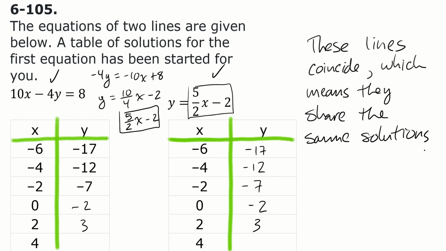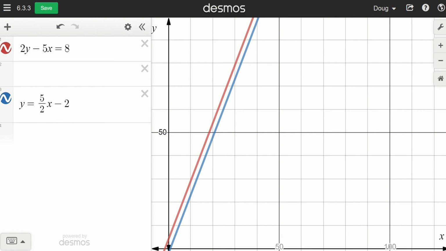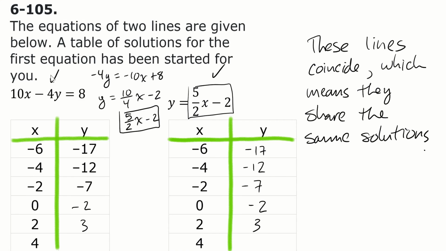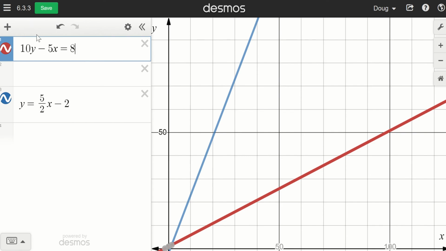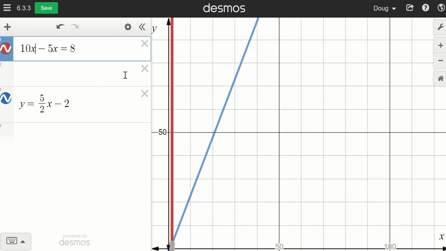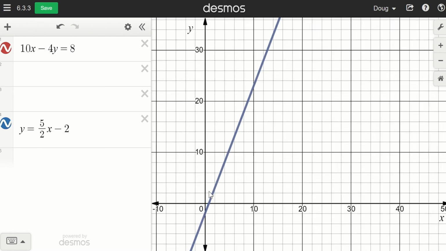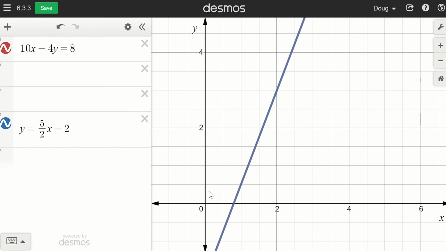As a final thing, let's go back in and look at this modified graph. It's 10x minus 4y is equal to 8. So I'm going to change this to 10x minus 4y. Let me get rid of this thing. 10x minus 4y is equal to 8. And when I do that, what I observe is, look at this, these are now the same line. And if an ordered pair is a solution for one, it's a solution for both. You can see there are some nice solutions here.